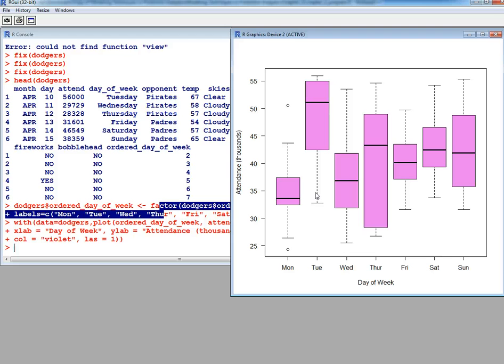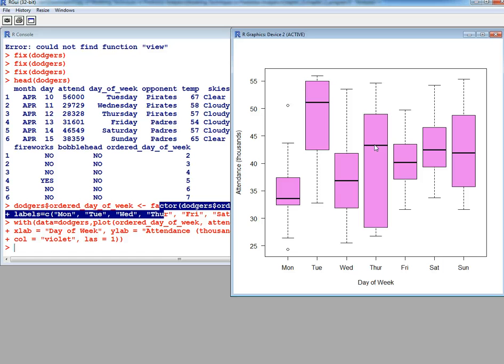Well, we can tell that, like we said, Monday there's not much variation, but on Tuesday and Thursday there's a lot of variation, so it's very hard to predict what the attendance is going to be on Tuesday and Thursday, right? Because there's a lot of variation. Or at least we need to have other factors to know.